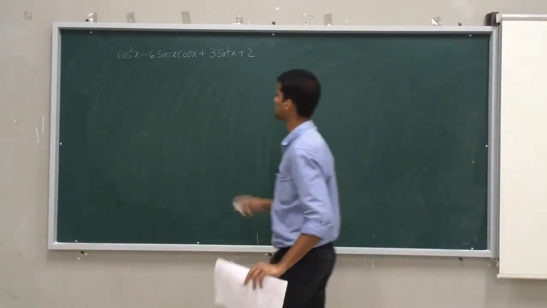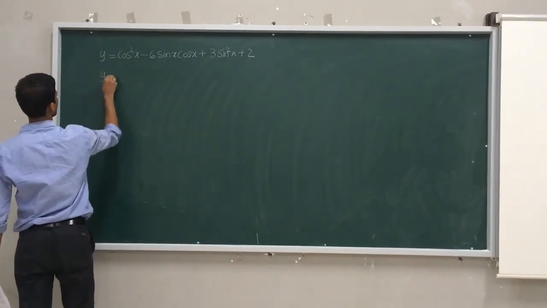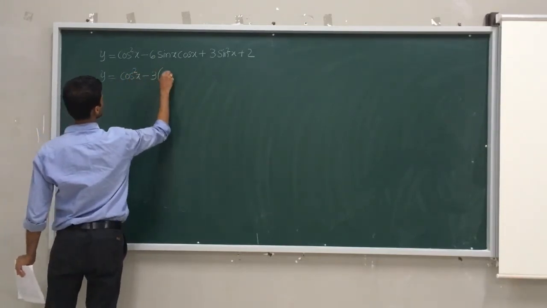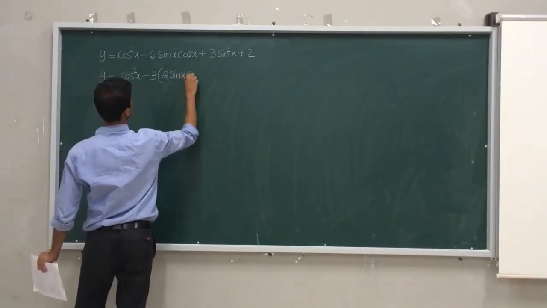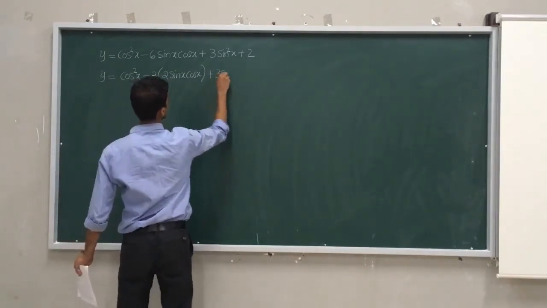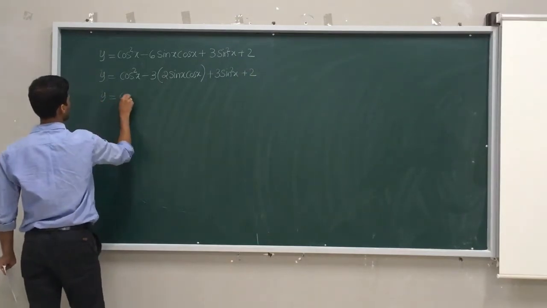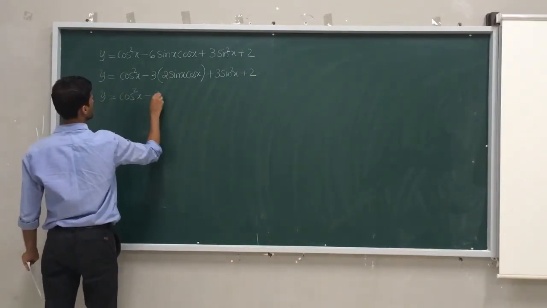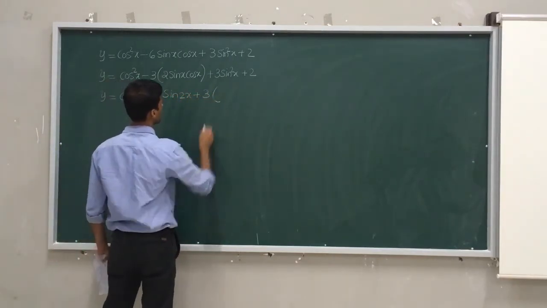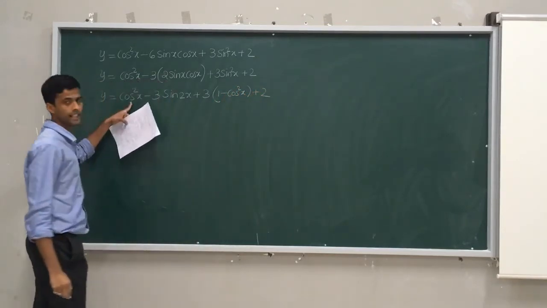So how to find it? First, I'll write this as y. y equals cos square x, which I will not touch, minus 3 times 2 sin x cos x, since I have written 6 as 3 times 2, then I will keep 3 sin square x as it is. Then we will write it as cos square x minus 3 times sin 2x plus 3 times, if I write this as 1 minus cos square x, plus 2. Or you can split here also, it's your wish.